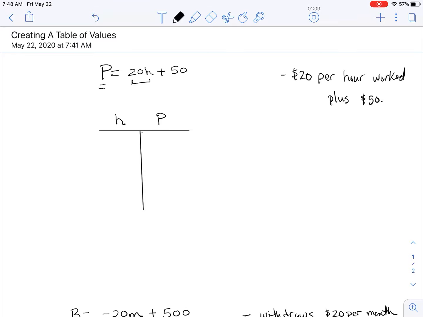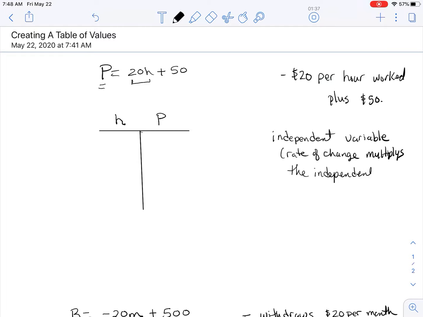One thing I also want to mention is that the one that the rate of change multiplies, so the hours, that is known as the independent variable. I'm just going to write that down. So a nice way to remember that is that the rate of change multiplies the independent variable. And the other one that's on the left of the equation is going to be the dependent variable. So when you're doing your table of values, and this is true for anytime you see a table of values in a textbook or anything like that, the independent variable is always first, and then we have the dependent variable.